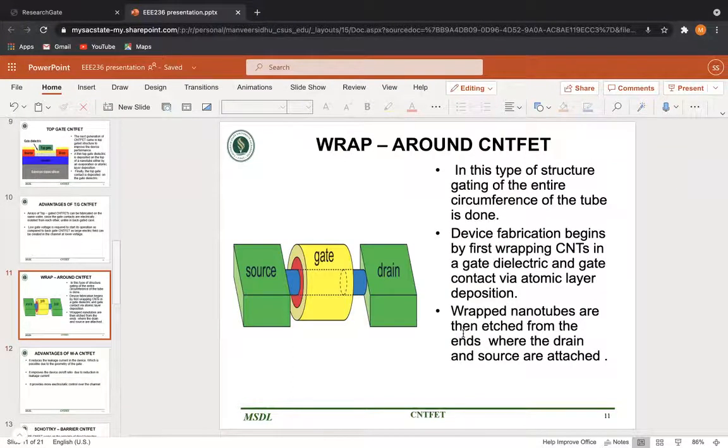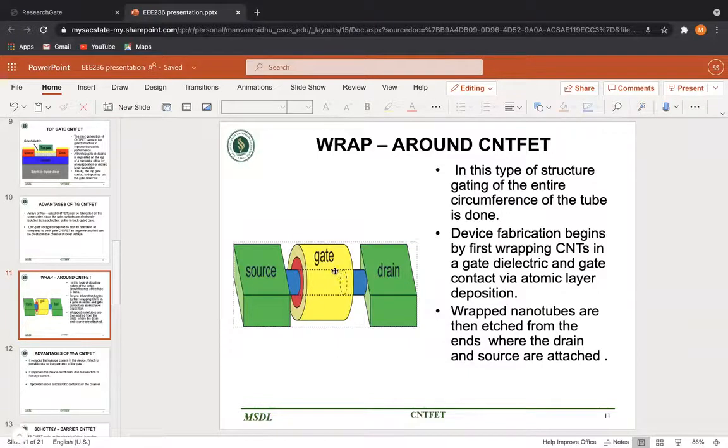The next type of CNTFET that came under this category was the wraparound CNTFET. In this type of structure, gating of the entire circumference of the tube is done. In this type of structure, a cylindrical gate is drawn and then it is etched away from its edges, and source and drain are connected at its edges.